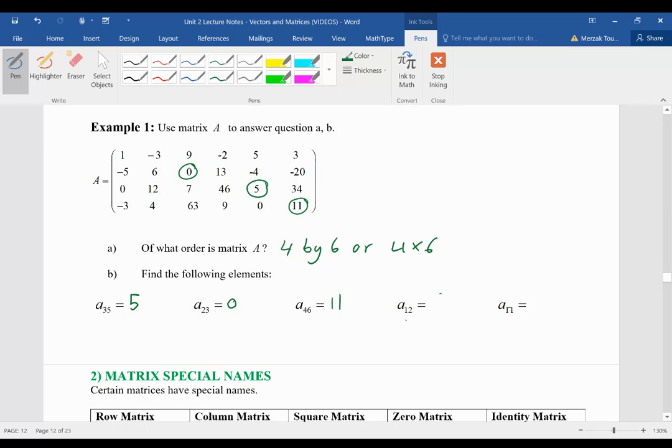A12, first row, second column. A11, first row, first column.